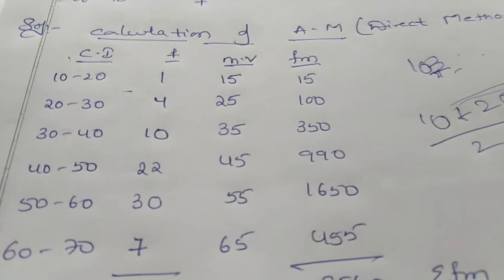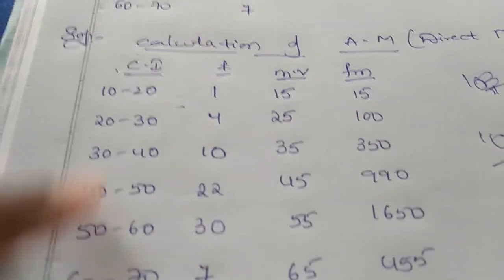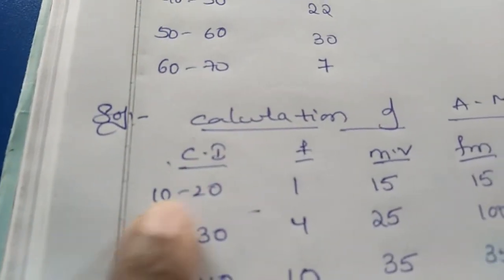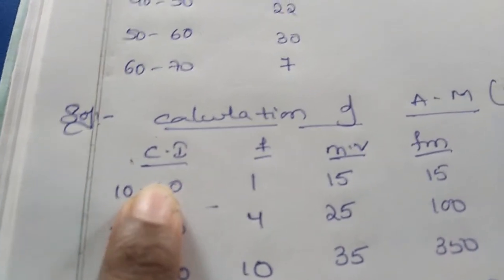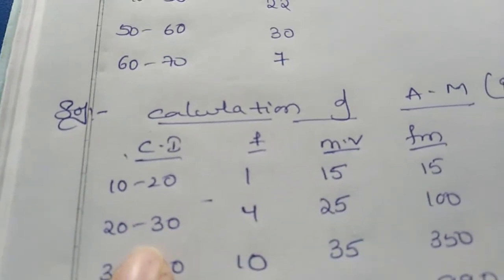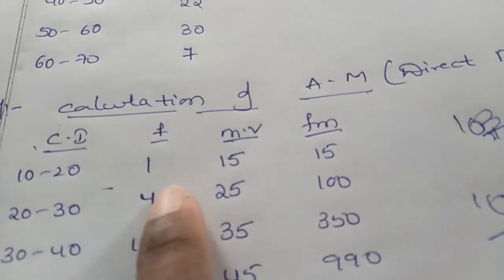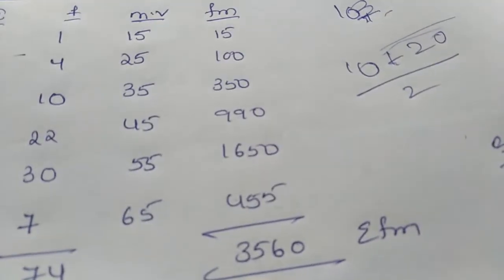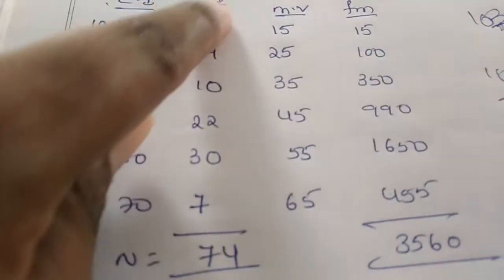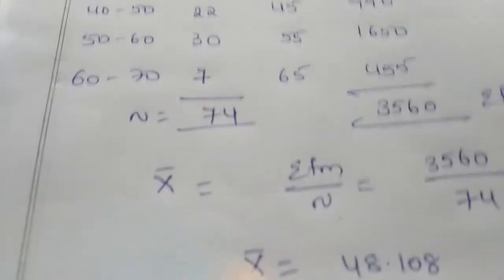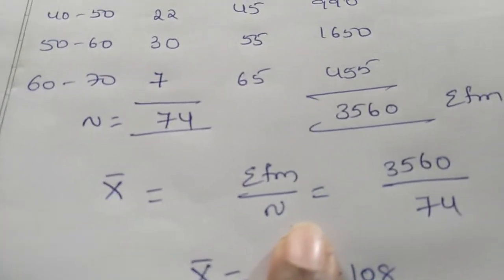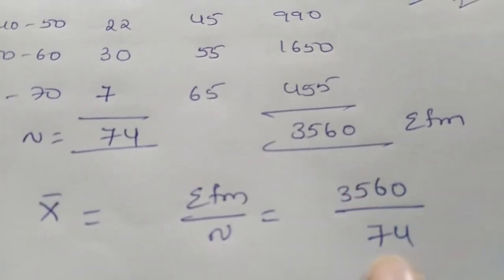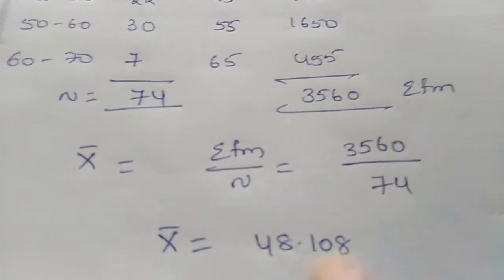Have you understood here? Once again I will explain. Listen carefully. First we take the class intervals and frequency as given in the question. For the mid value, add the lower limit and upper limit: 10 plus 20 divided by 2 gives 15, 20 plus 30 divided by 2 gives 25. After that, multiply f into m. Now total the fm to get sigma fm, and n is the total of frequency. Now see the formula: mean is equal to sigma fm by n. Sigma fm we got is 3560, divided by 74. After dividing, how much did you get?